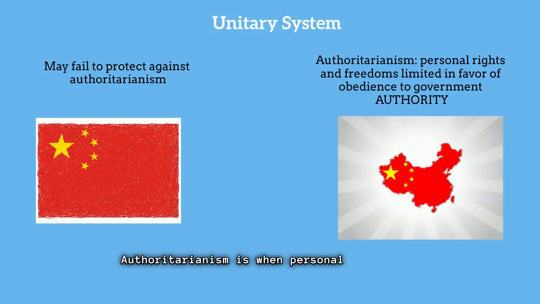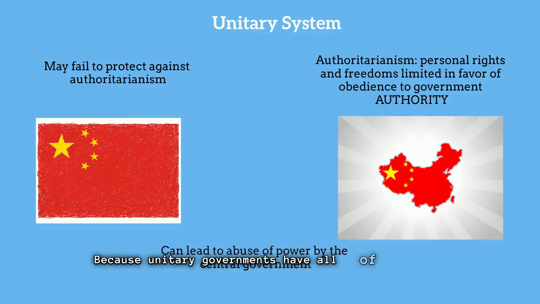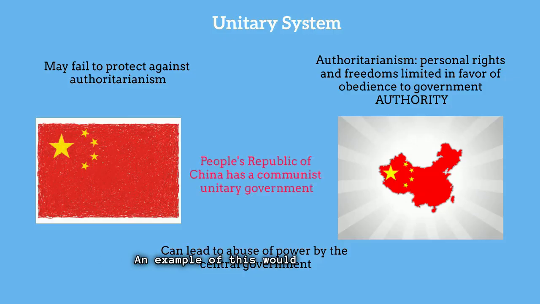Authoritarianism is when personal rights and freedoms are limited in favor of obedience to government authority. Because unitary governments have all of the power in the hands of the central government, it could potentially lead to the abuse of power, as the government may have few limits on what it can do. An example of this would be the People's Republic of China, which has a unitary government that is also a communist dictatorship.